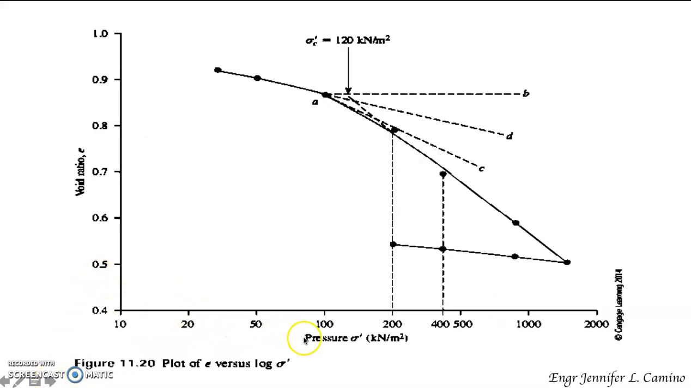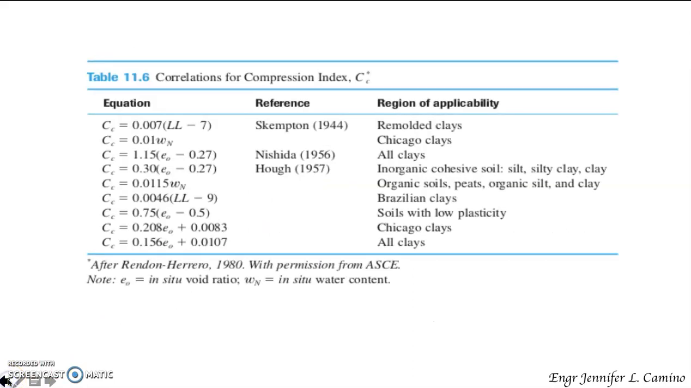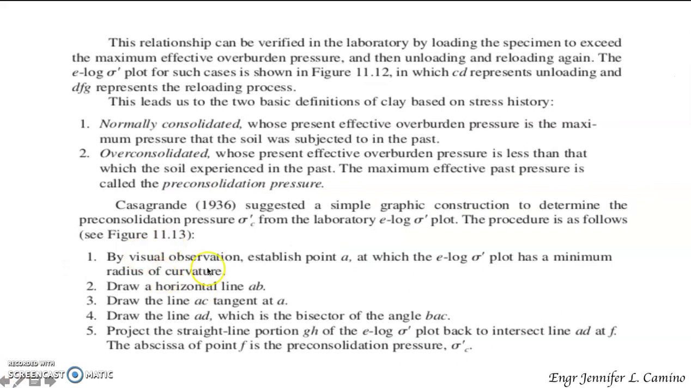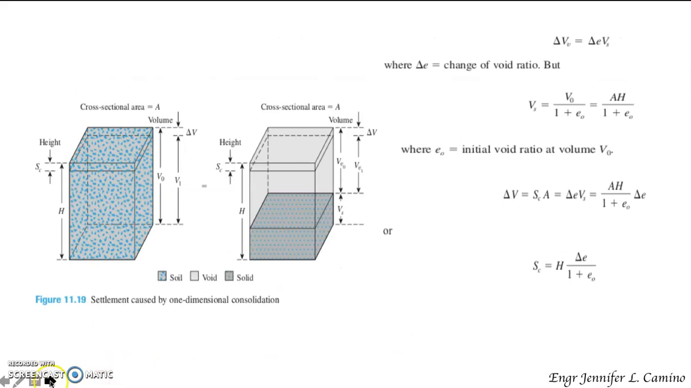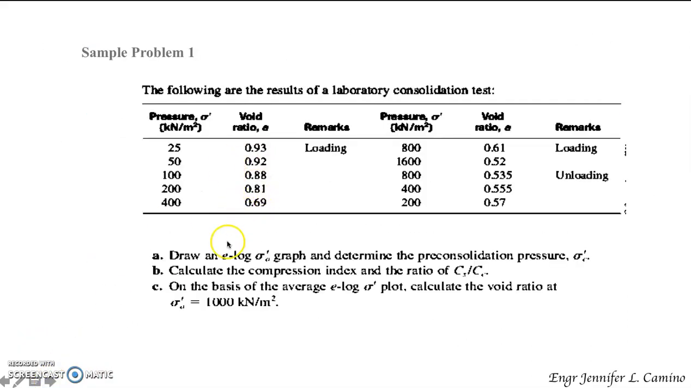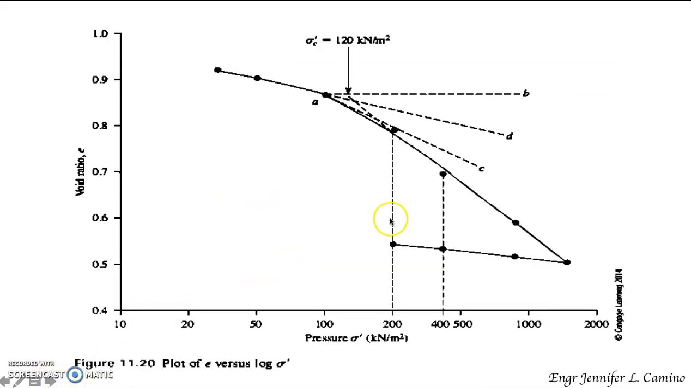So we have plotted now our pressure versus void ratio. This plot was based on this illustration, showing how to plot the pressure versus the void ratio based on Casagrande. You just follow this procedure. Following that procedure, we have plotted our pressure and the void ratio, and we have now this plot. Of course, the purpose of this is to determine our preconsolidation pressure.